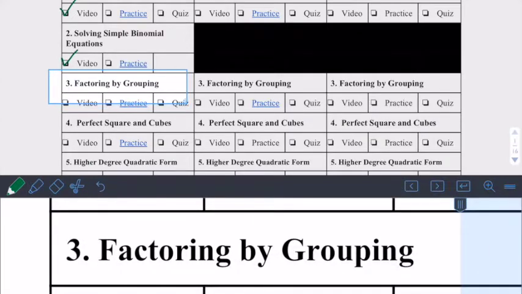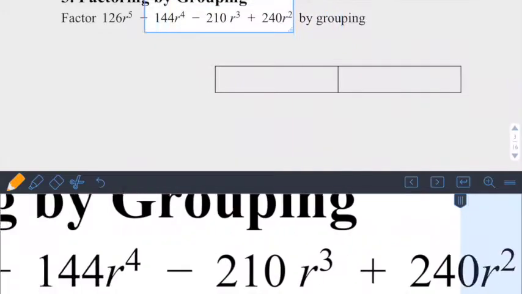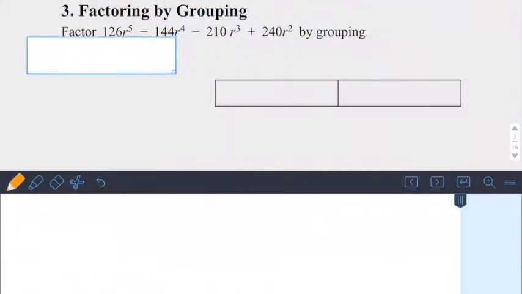This is Tier 1, Lesson 3, Factoring by Grouping. Before I start factoring by grouping, I need to factor out the GCF.